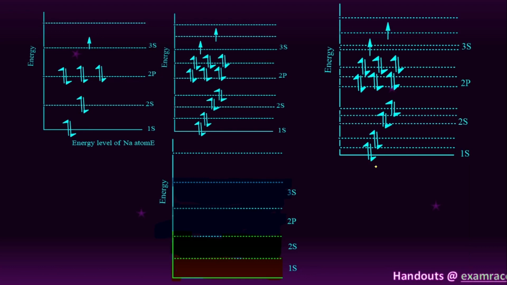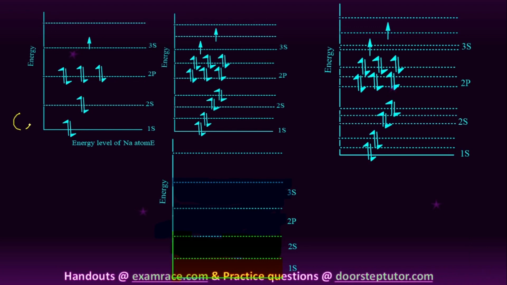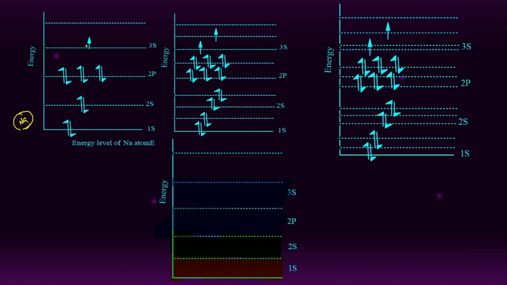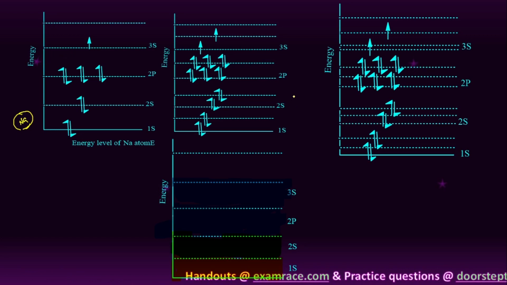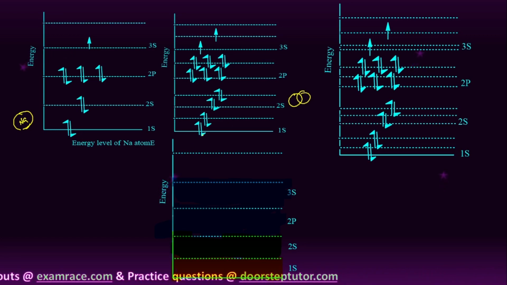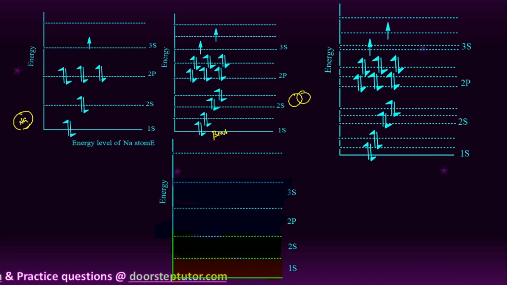Here you can see a set of sodium energy levels. This is a single sodium atom, students, with 1s2, 2s2, 2p6 and 3s1. When the sodium atoms are merged, the atomic orbitals of sodium form molecular orbitals. One is a bonding molecular orbital and the other is an anti-bonding molecular orbital.